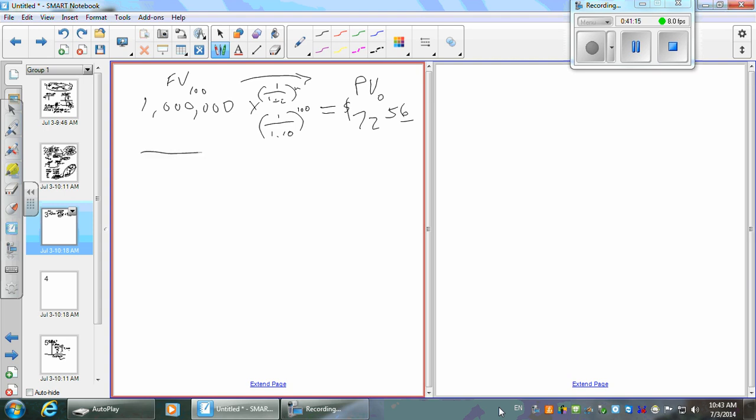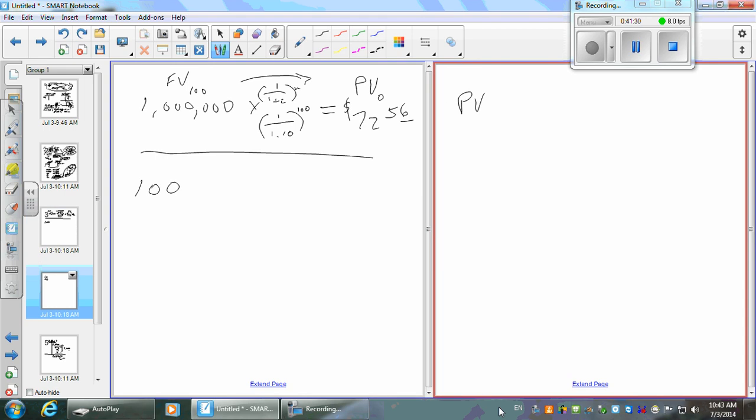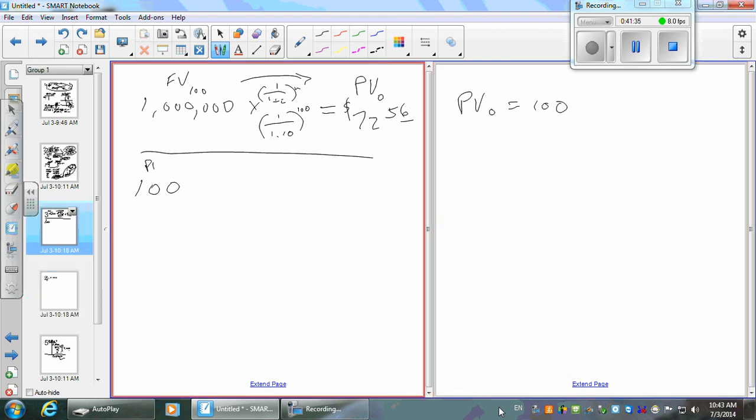All right, so let's do it. Okay, what would you have if you invested $100, right? And you invested it for 3 years. What would it grow to in 3 years? And let's use 10% interest. So what I'm saying is, I've got a present value at time 0 of $100. That's what we call that. It's present value. What I have now is the present value.